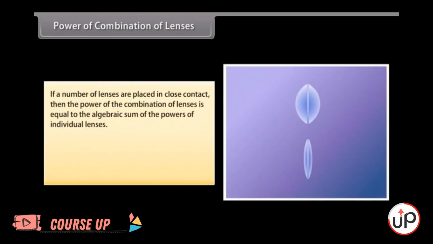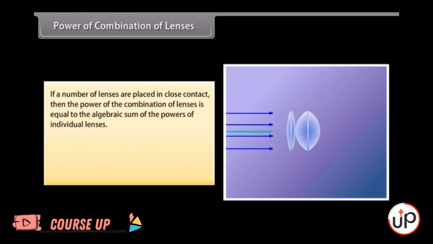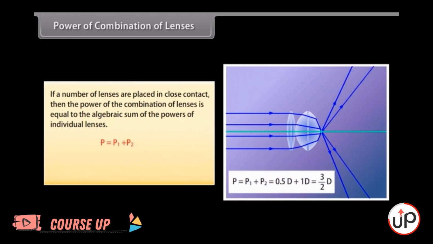Power of combination of lenses. If a number of lenses are placed in close contact, then the power of the combination of lenses is equal to the algebraic sum of the powers of individual lenses. P is equal to P1 plus P2. The SI unit of power of a lens is diopter. It is denoted by the letter D.